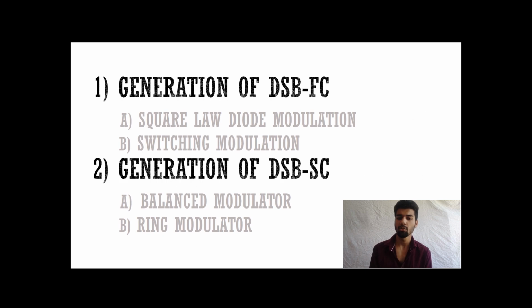That are generation of DSBFC. The ways to generate DSBFC are square law diode modulation and switching modulation. Generation of DSBSC. The ways to generate DSBSC are balance modulator and ring modulator. So, generation of DSBSC.